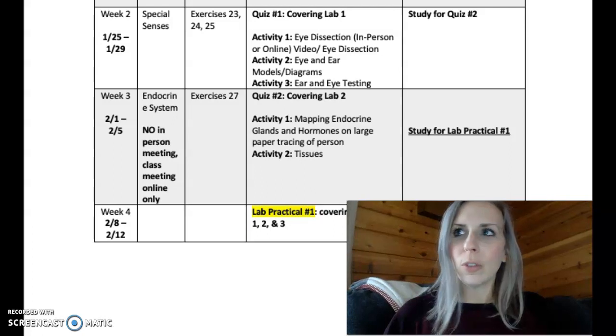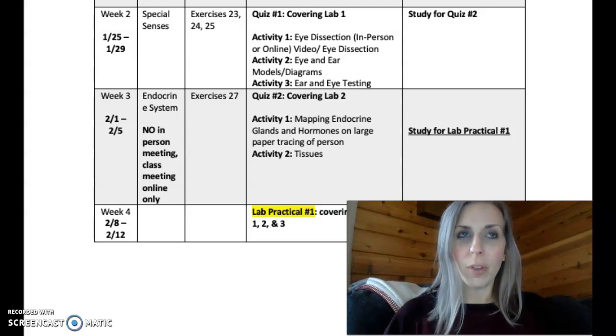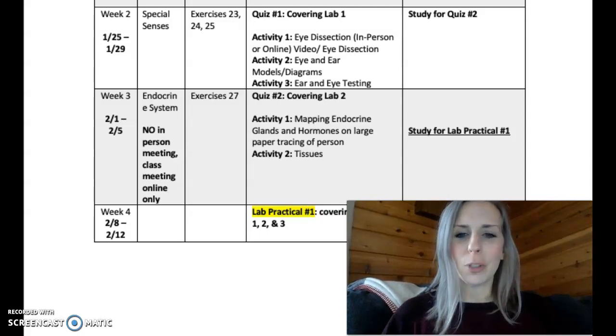The peripheral nervous system should be reviewed for most of you from last semester, but we just felt like we wanted to touch base with it again, because the end of last semester was so rushed. So hopefully that's a really easy, smooth transition into this semester for everyone.